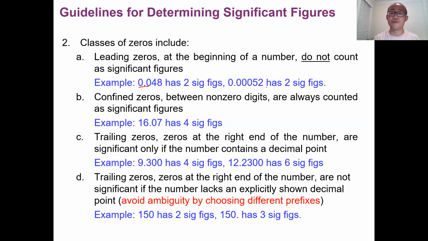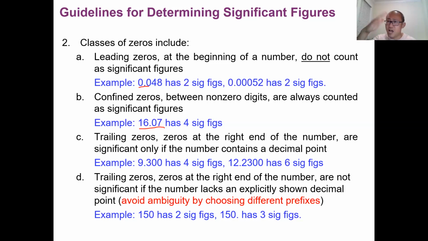The second type of 0 is the confined 0, or buried 0. It means a 0 between non-zero digits. If that's the case, these zeros are always counted as significant. So here in this case, 16.07, the 0 is confined between the non-zero digits. That is significant, so this measurement has 4 sig figs. 1, 6, 0, 7 are all significant.